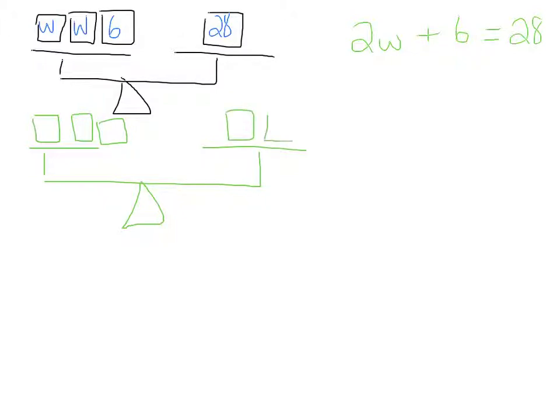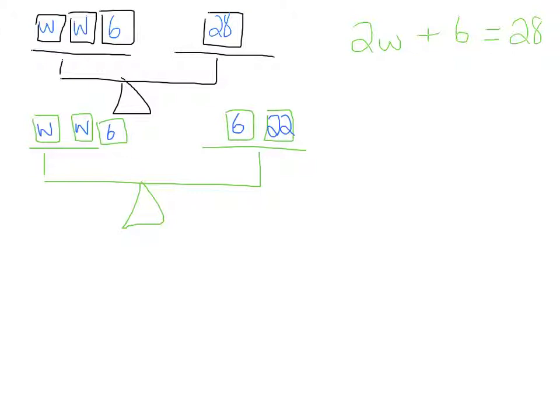However, I'm going to split that 28 into 2 parts. Remember, I did that last time, so I still have w, w, 6, but I know I'm going to remove the 6 from both sides of the equation, so I'm going to split my 28 into 22 and 6, because 22 plus 6 still equals 28. It still equals the same thing. It just makes my life a little easier in showing my work.